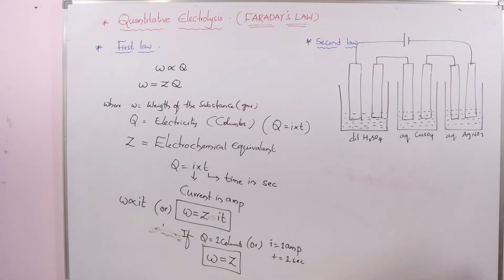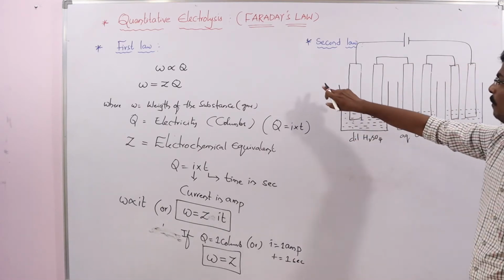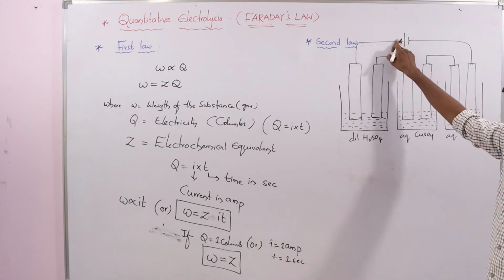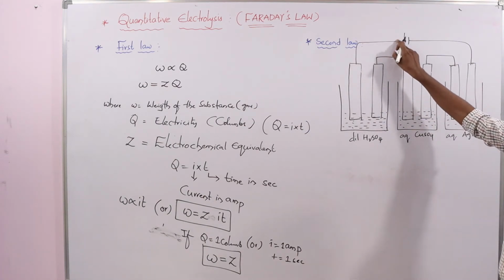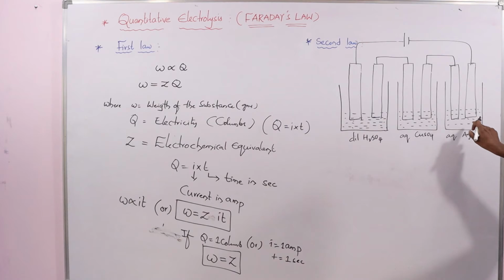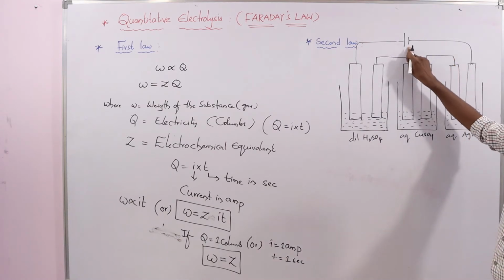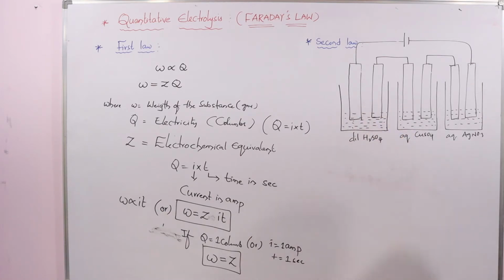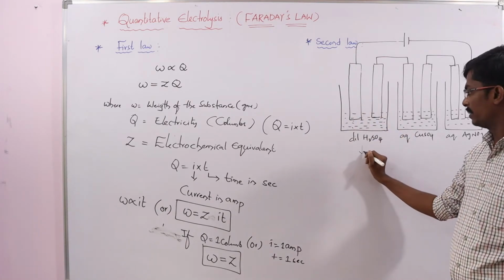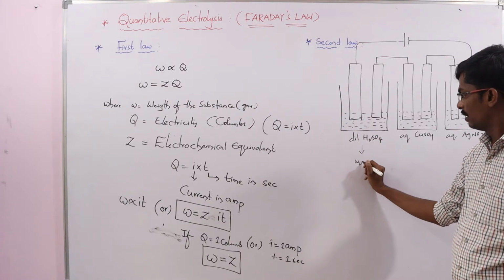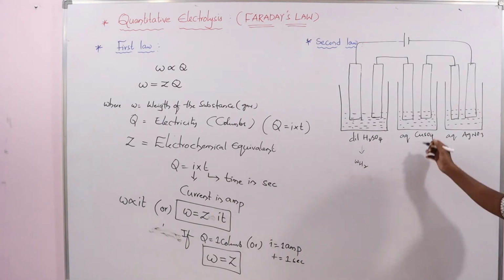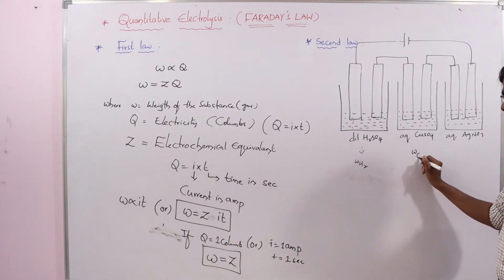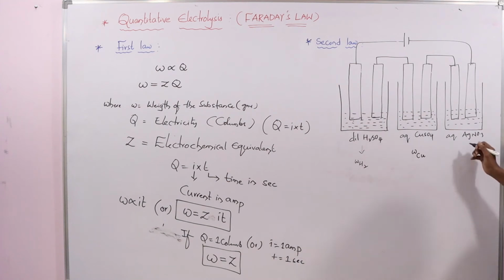Okay, so I am connecting in series and passing the same quantity of electricity through different electrolytic cells. When we are passing that electricity, some amount of substance is going to be electrolyzed. Suppose here hydrogen is electrolyzed, here you can take that maybe copper is electrolyzed, and here silver is electrolyzed.